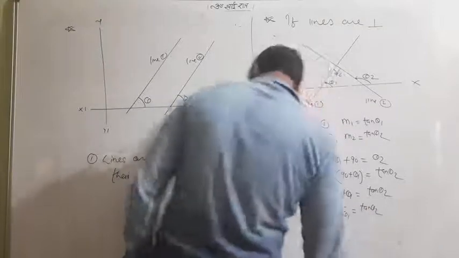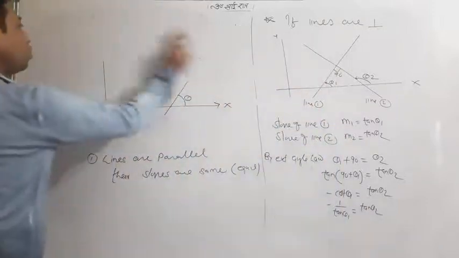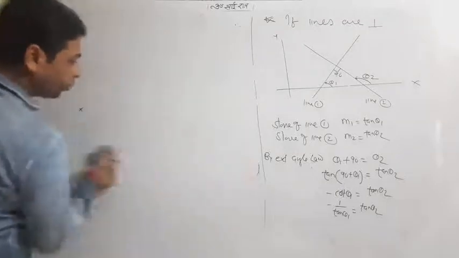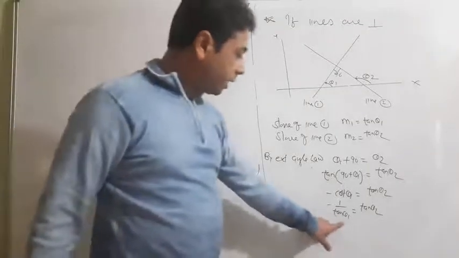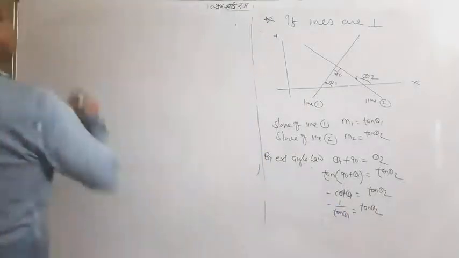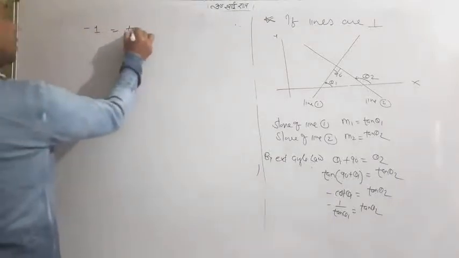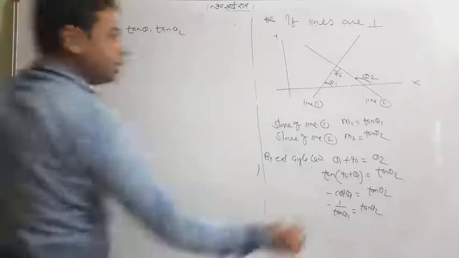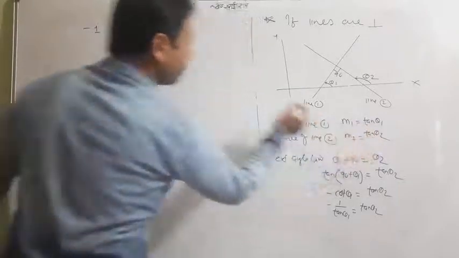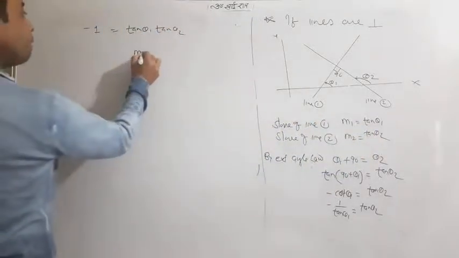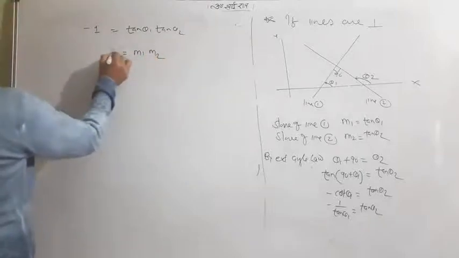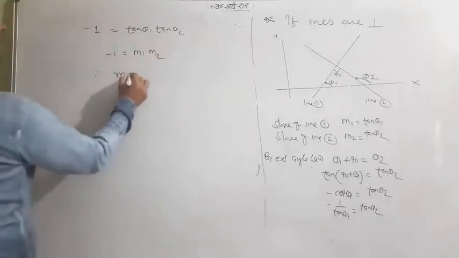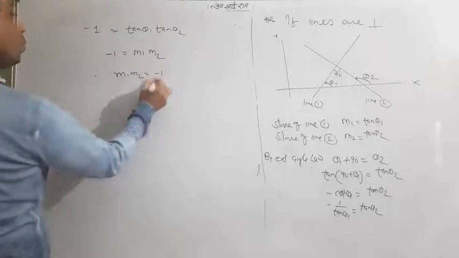Now I transfer. Can I do this? We have already studied that. Now I multiply by tan theta 1 on that side. So minus 1 equals tan theta 1 times tan theta 2. Now you can put in the values. Tan theta 1 was m1, tan theta 2 was m2. So m1 into m2 equals minus 1.